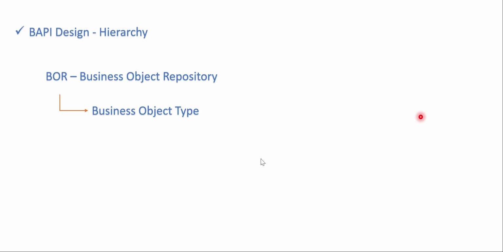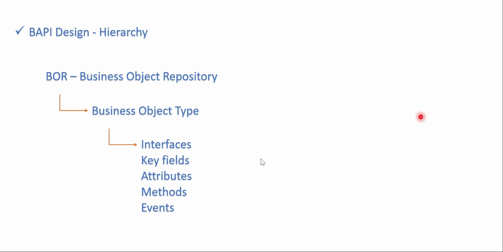Okay, so they have a business object type, and inside the business object type, they have other areas: interfaces, key fields, attributes, methods, and events. In this, the BAPI comes here. So out of these layers, there is the business object type, then methods, and then the BAPI.